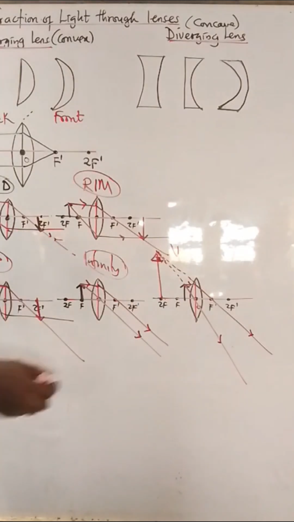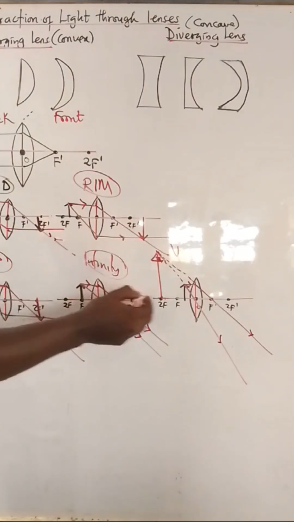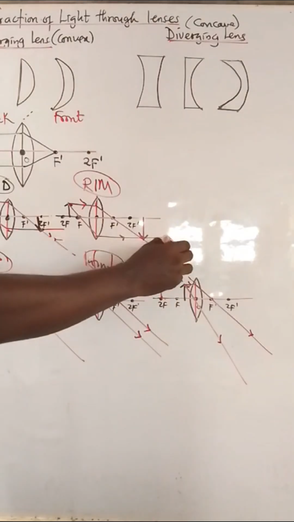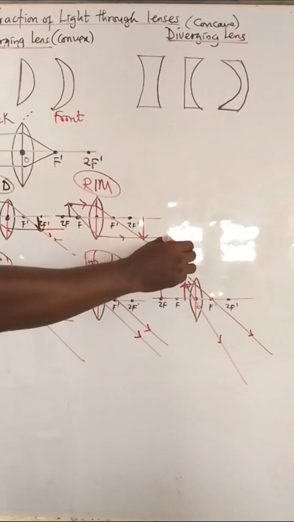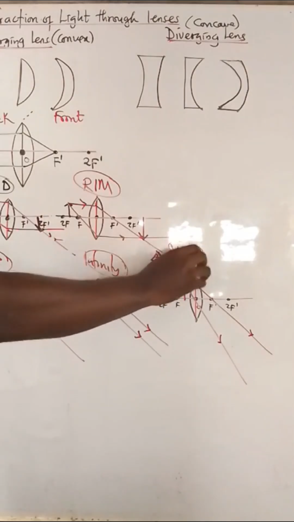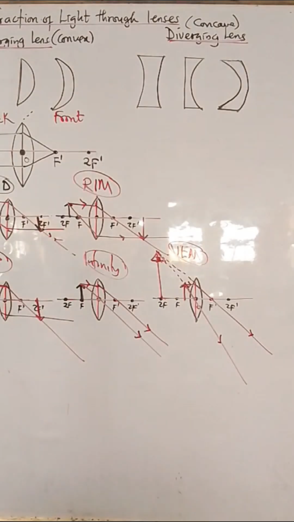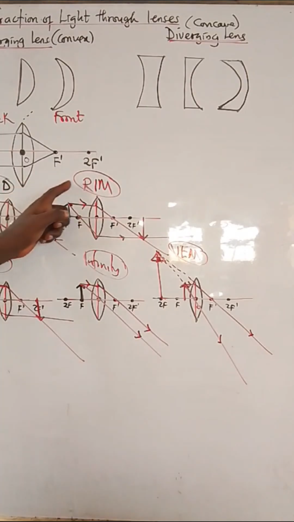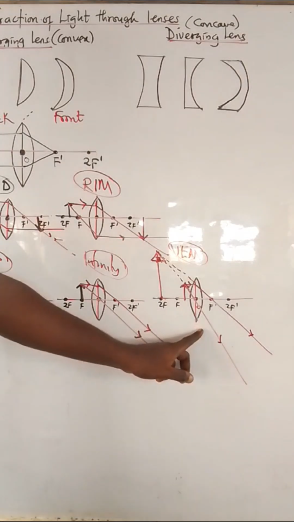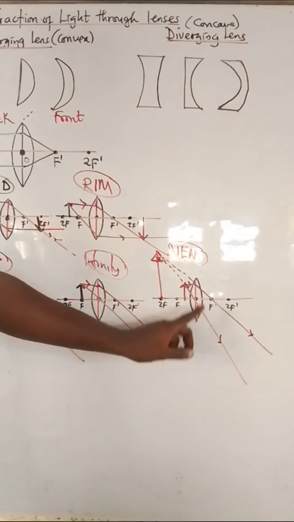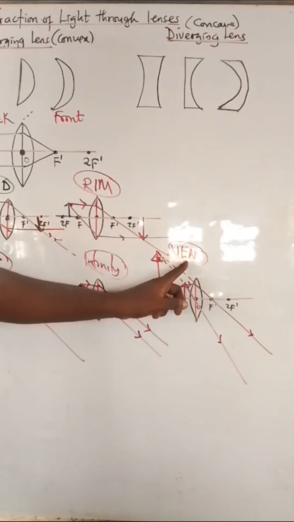It is virtual. Then above the principal axis, it is what? Erect. Now if you check the size, this is the object, this is the image. It is what? Magnified. Same thing. So the images formed by a converging lens or a convex lens are always real and inverted, except when the object is placed between the principal focus and the optical center, where the image is what? Virtual and erect.